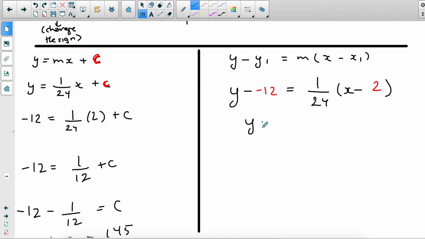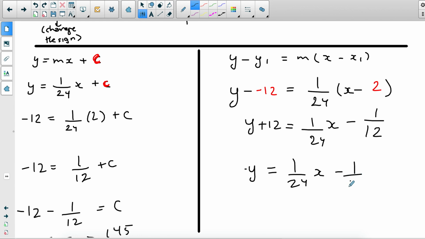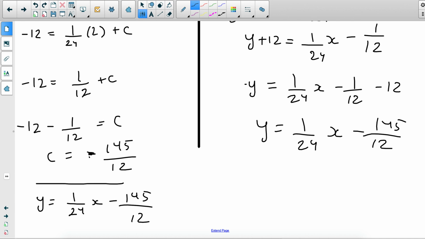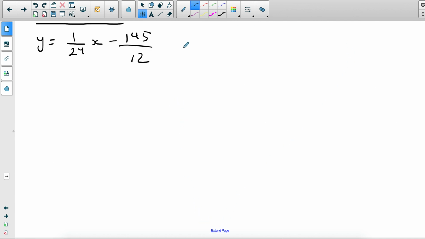So we simplify this, y plus 12 is equal to 1 over 24 x, I'm just multiplying out of the bracket, and then the 1 over 24 times negative 2 will simplify to negative 1 over 12. And then I can move the positive 12 to the other side just to simplify it, and you end up with minus 1 over 12 minus 12, and that will give us the same result, minus 145 over 12. So we end up with the same thing, but now we need to rearrange it.